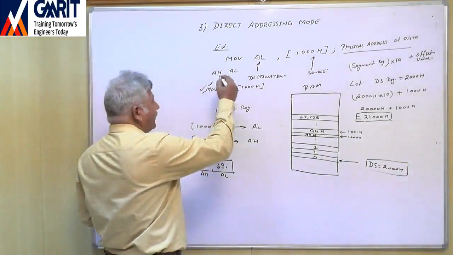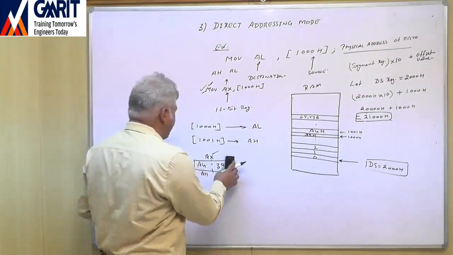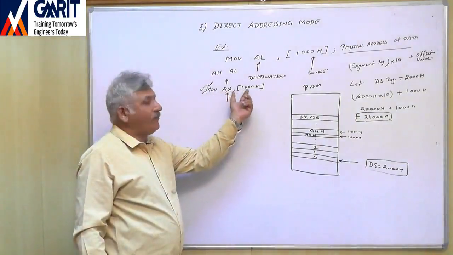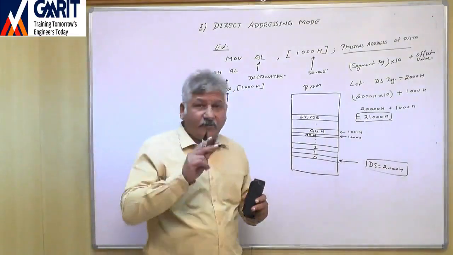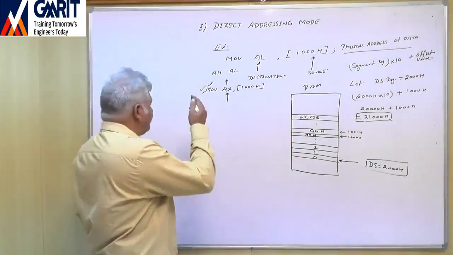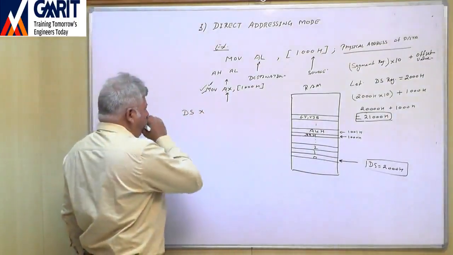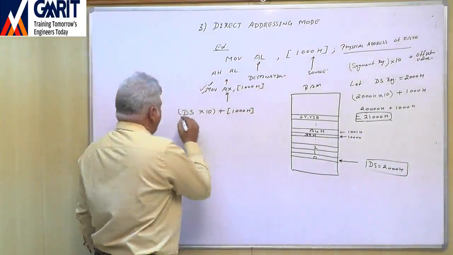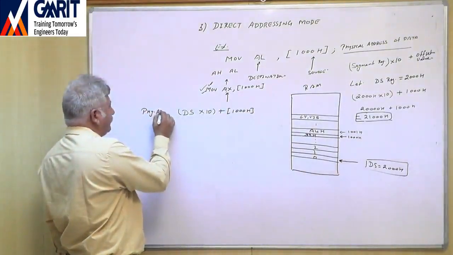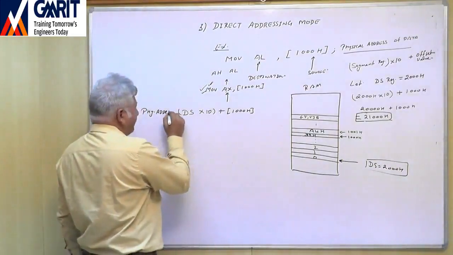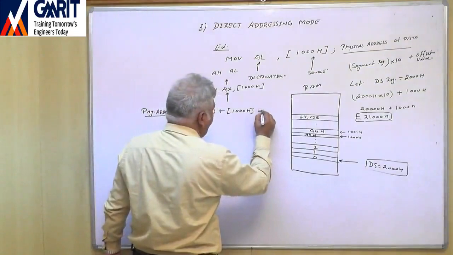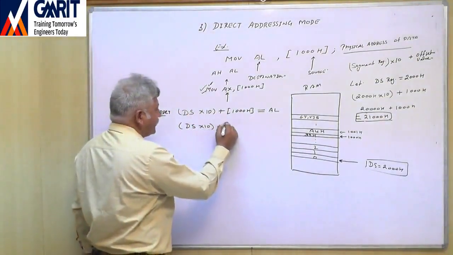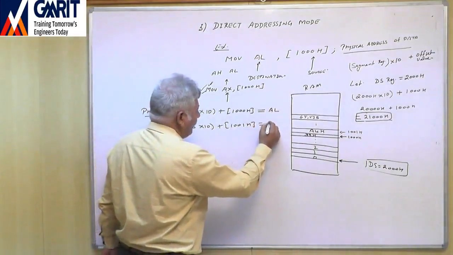And again, the default segment is always the data segment. So what is the physical address? If I ask from what physical address data will be moved in the instruction MOV AX, 1000H, the physical address will be DS into 10 plus 1000H. From this address, data will be moved into AL, and from physical address DS into 10 plus 1001H, data will be moved into AH.